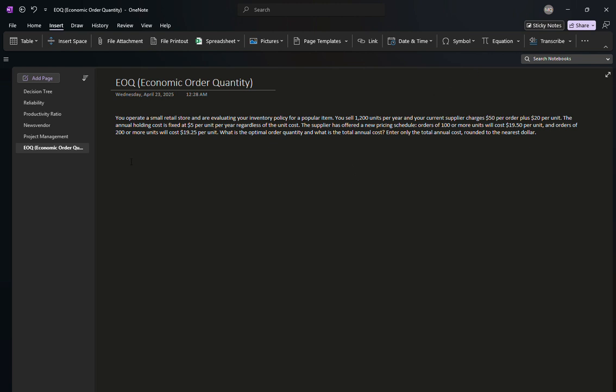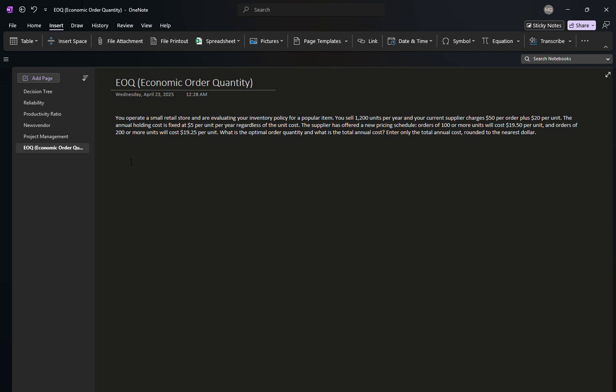Alright, so here we have an EOQ problem. The question states, you operate a small retail store and are evaluating your inventory policy for a popular item. You sell 1,200 units per year and your current supplier charges $50 per order plus $20 per unit. The annual holding cost is fixed at $5 per unit per year regardless of the unit cost.